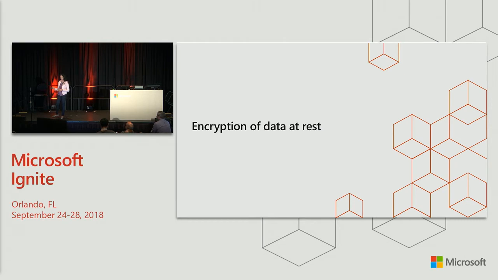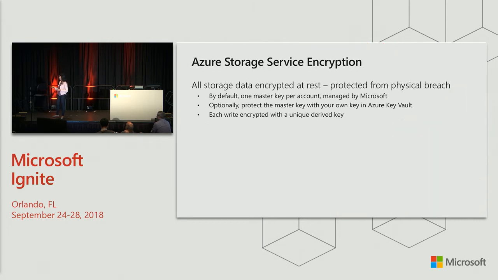So next topic is encryption at rest. As most of you know, the promise of encryption at rest is essentially to protect you against physical breaches. We've now enabled storage service encryption by default. It's always on. So essentially, whatever data you're writing into the storage account is getting encrypted. And this is all the data for all services: blobs, files, tables, and queues, everything is getting encrypted.